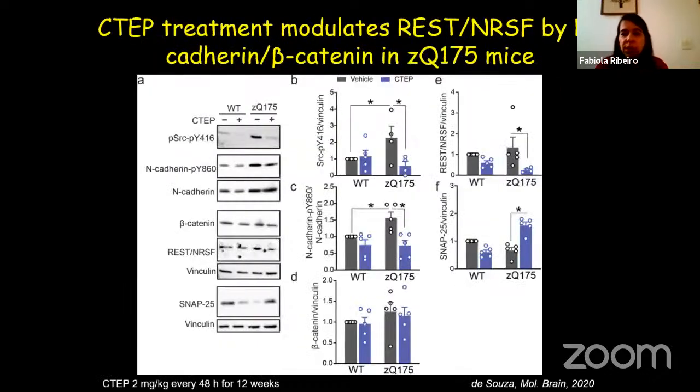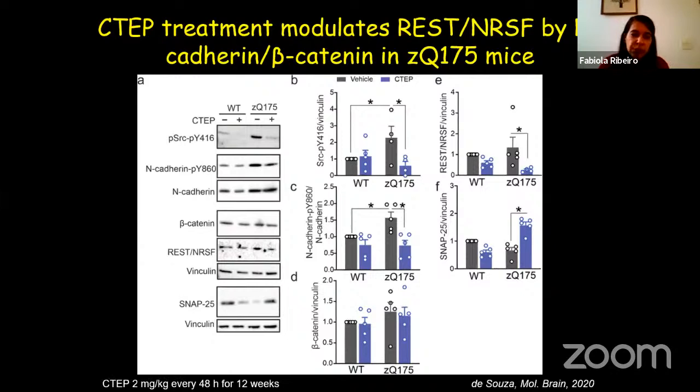We then went on to perform some in vivo experiments. For that, we used the knock-in Q175 mice, as I said, a mouse model of Huntington's disease. And to our surprise, we could observe by Western blot that in the Q175 mice, there is an increase in SERC phosphorylation already at basal levels. And this increase in SERC phosphorylation went back to control levels when these mice were treated with CTEP, 2 milligrams per kilo for 12 weeks.